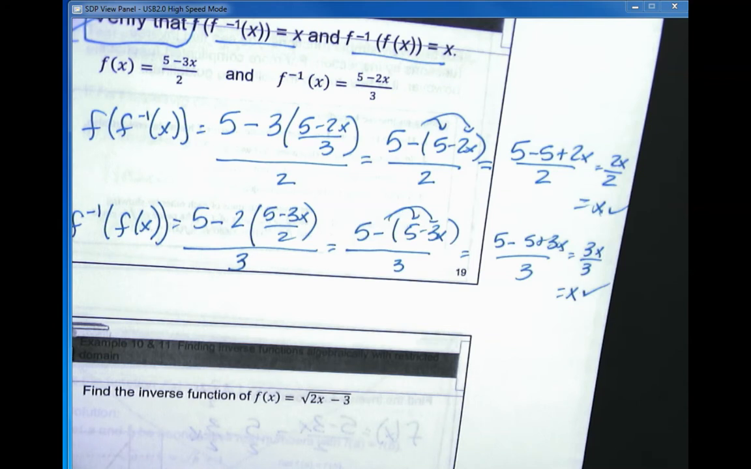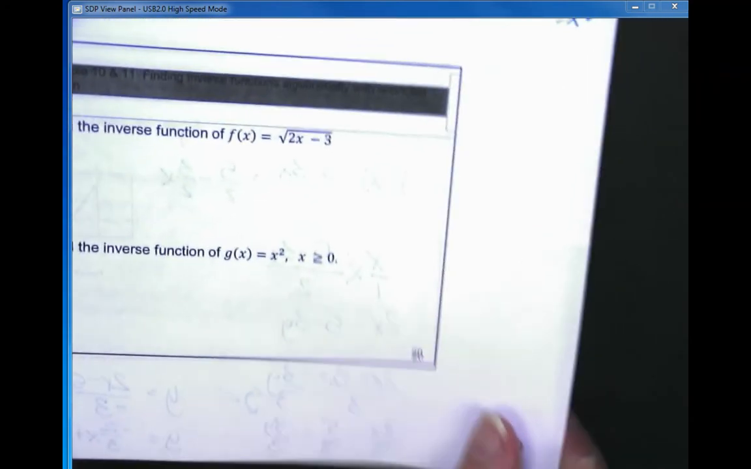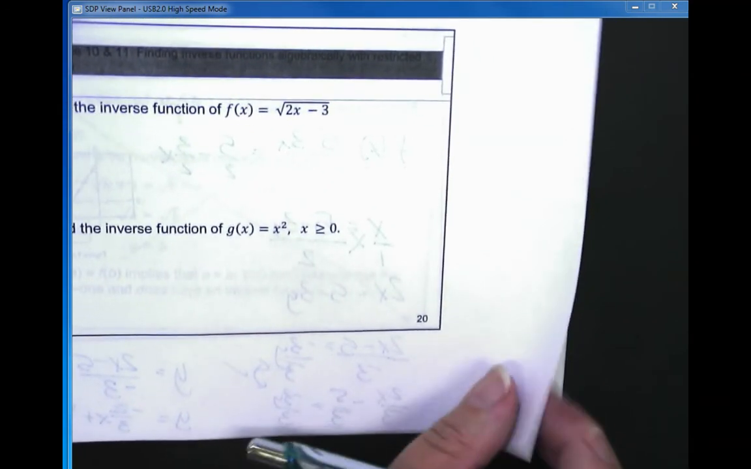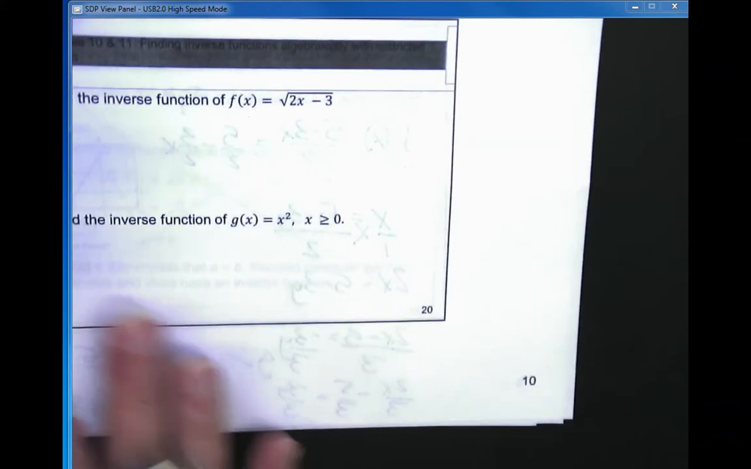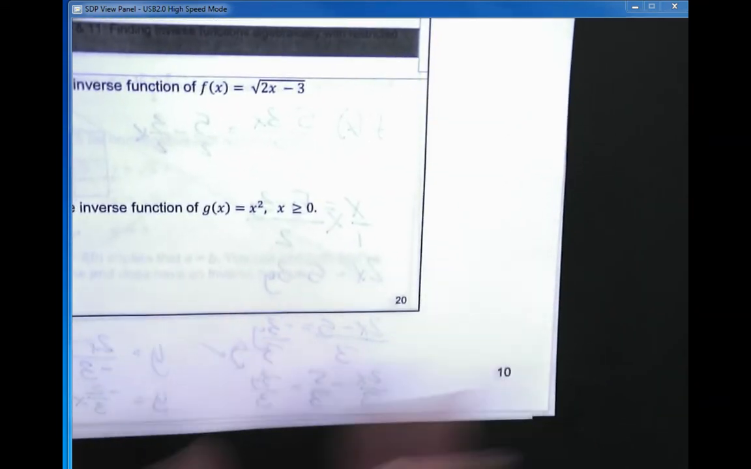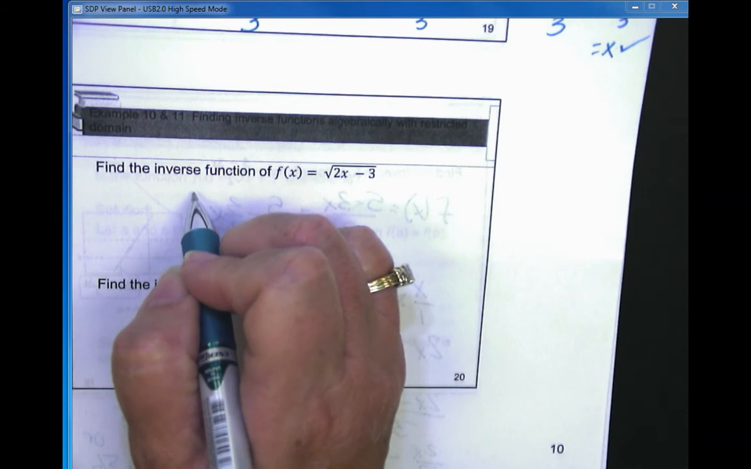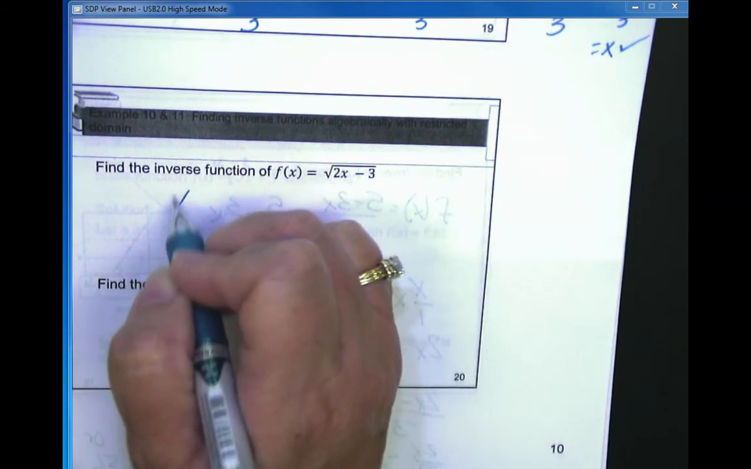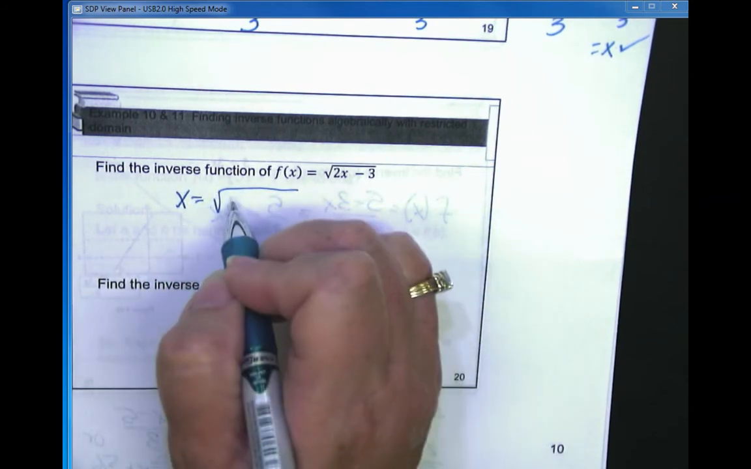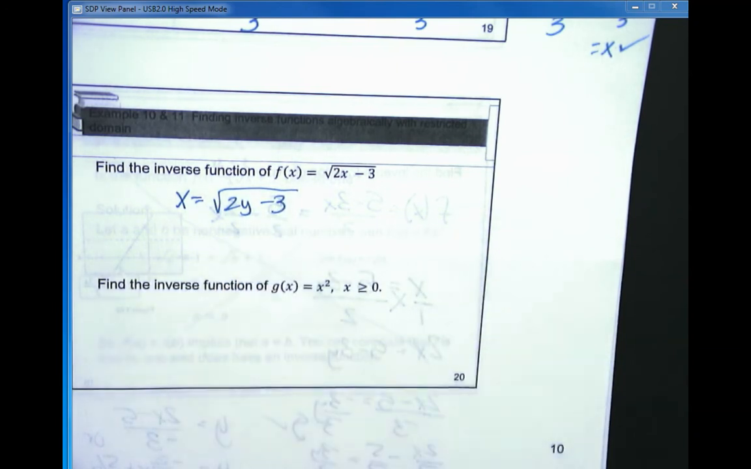Okay. Find the inverse function. So we're going to finish this one, and then I think we might have to stop. I think we're done after that, so we're going to get through this, I hope. All right, so here you go. Find the inverse. How do you find the inverse? Switch x and y. So we're going to get x equals the square root of 2y minus 3.